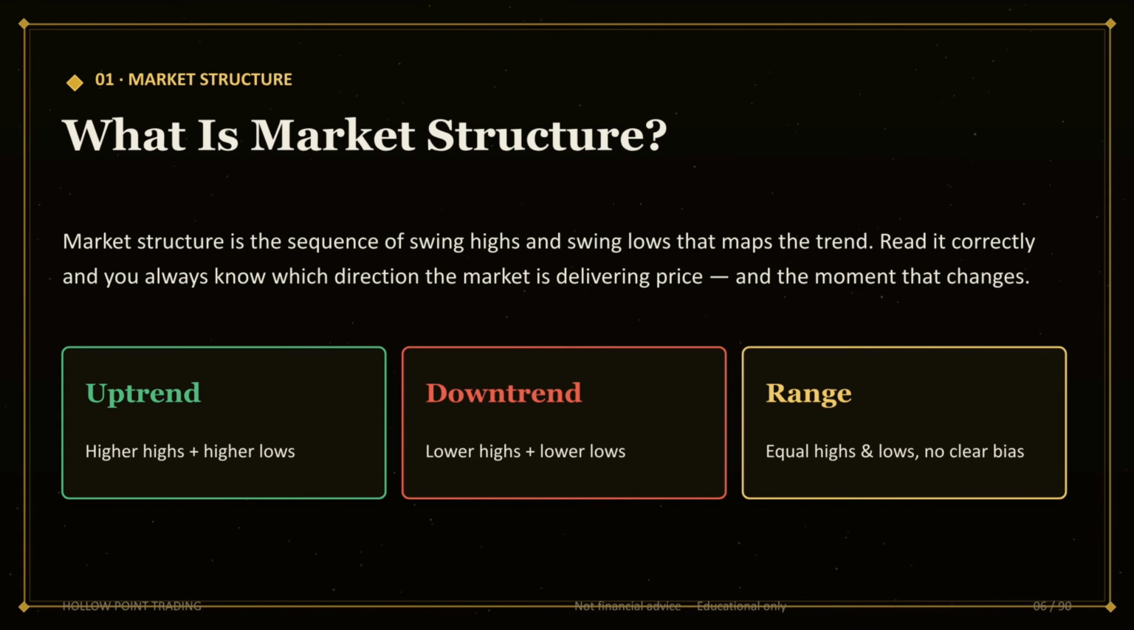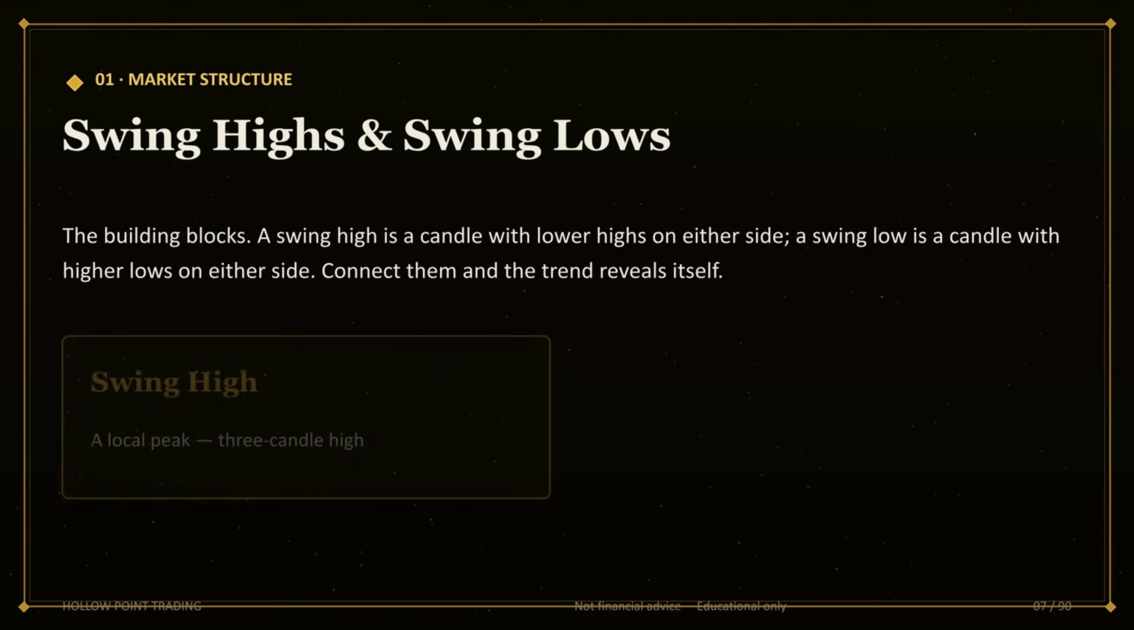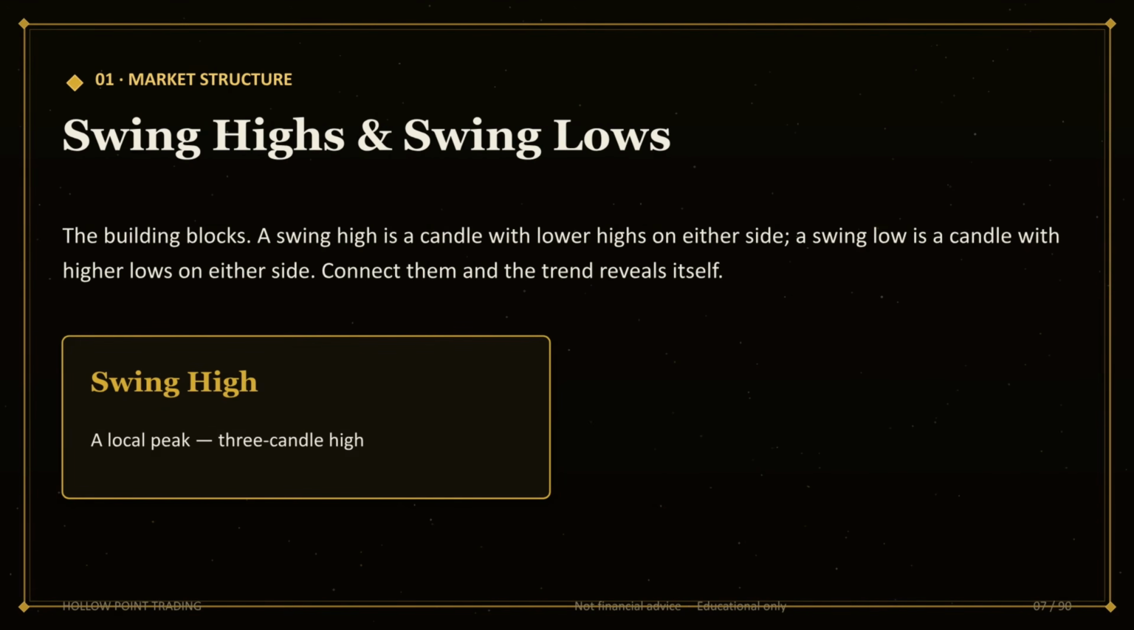Market structure is defined by the sequence of swing highs and lows. Recognizing whether the market is in an uptrend, a downtrend, or a range allows you to understand how price is being delivered. Swing highs and lows are the building blocks of market structure.